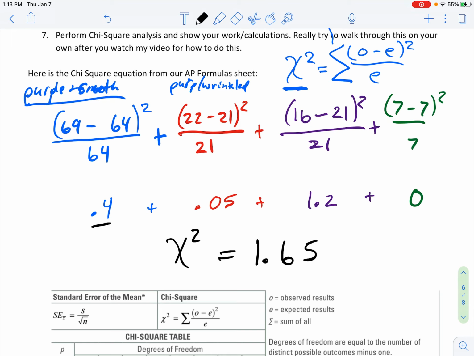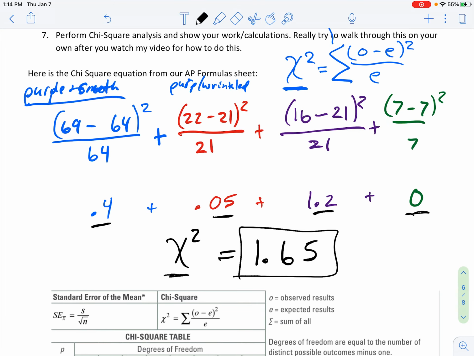And add that to the next one, which is 22 minus 21 is 1, squared is 1, divided by 21 is 0.05. 16 minus 21 is 5, squared is 25, divided by 21 is 1.2. And this one's 0, 7 minus 7 is 0. Okay, so when you add all those up, we get a chi-squared value of 1.65.